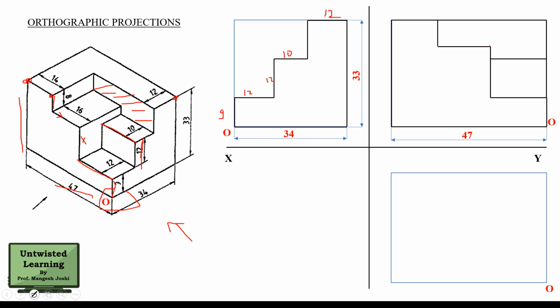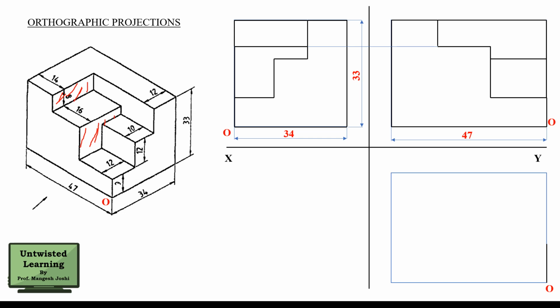So we will be drawing remaining portions now. First of all we'll project height from the front view. So now we have drawn this section, and now this section. This completes the side view of this.